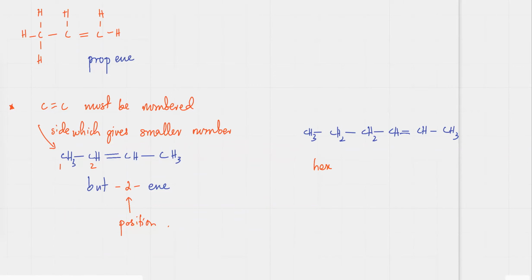Okay, so this is hex, and there's a double bond. It's ene. You have to mention where the double bond is. What's the position? So you can count it from this side or that side. You're going to count it from this side. It's going to be 1 and 2. So it's going to be hex-2-ene, because if you count it from this side, it's going to come out to be 4. That would be a bigger number. So this would be hex-2-ene.